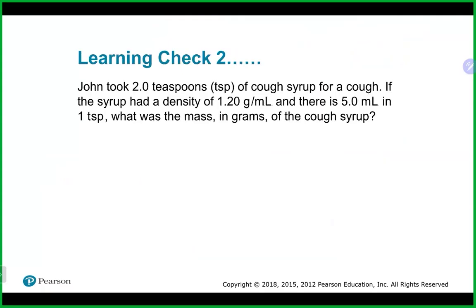And last one here. John took 2 teaspoons of cough syrup for a cough. If the syrup has a... Okay, so let's take a look at it again. If we pull out the information, we have a volume of 2 teaspoons. We have the density given to us of 1.2 grams per milliliter. Again, the number stays with the grams part. It's always 1 milliliter. And we are looking for really the mass or the grams in this case.